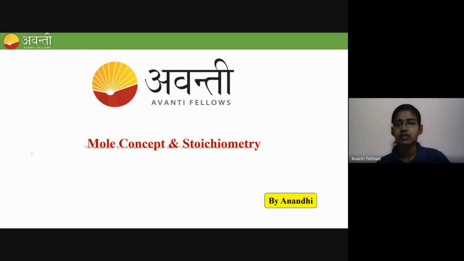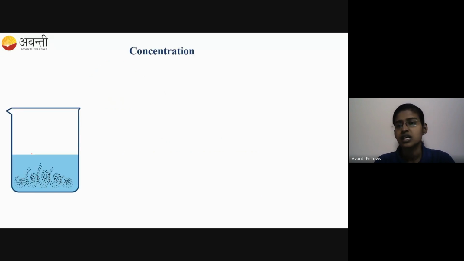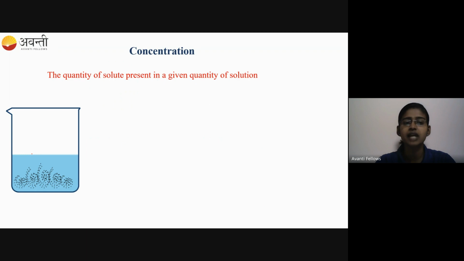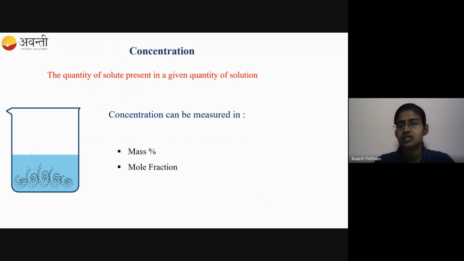So yesterday we saw the mole concept and the stoichiometric part of this lesson. In that we saw several things, and at last we saw the concentration terms, right? So what is meant by concentration? It is the quantity of solute present in a given quantity of solution. It can be measured in 4 terms: mass percentage, mole fraction, molarity, and molality. Yesterday we saw mass percent and mole fraction.